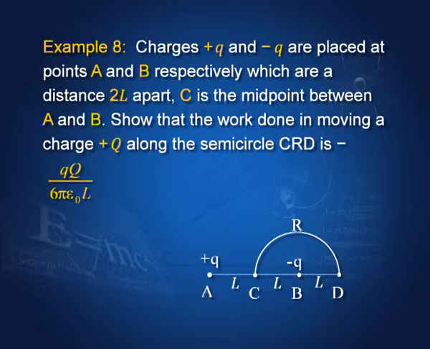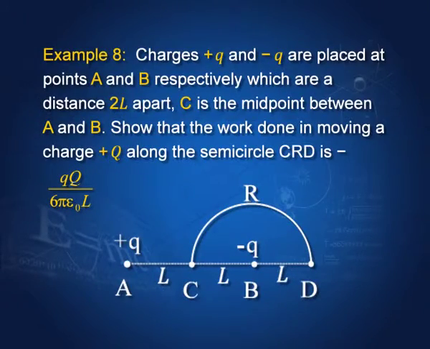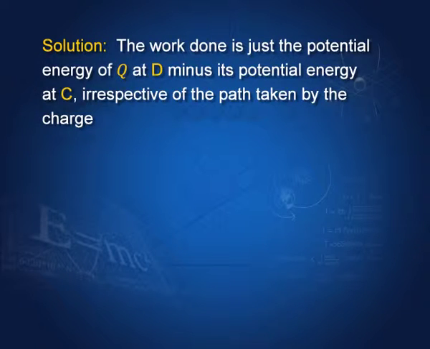So, all that we have to find out is the work done, and I have just told you that the work done is equal to the difference of potential energy. The route that the charge takes does not matter. So, in this case also this route does not matter. All that we do is calculate the energy at C, then calculate the energy at D. The difference of these two potential energies is equal to the change in the energy. Whether it takes a semicircular path or a straight line path does not matter. So, the work done is just the potential energy of Q at D minus its potential energy at C.